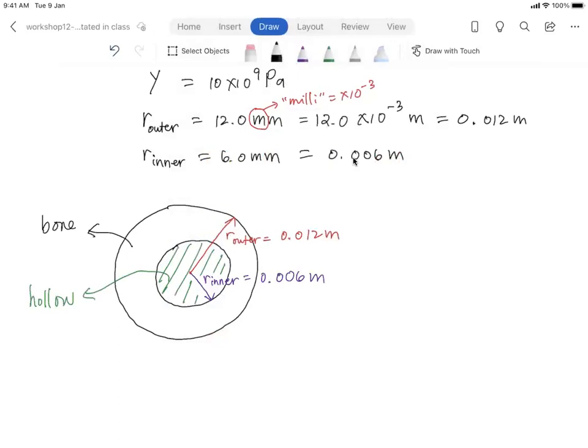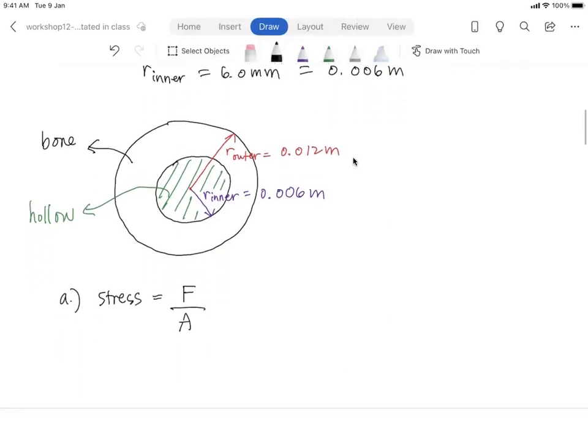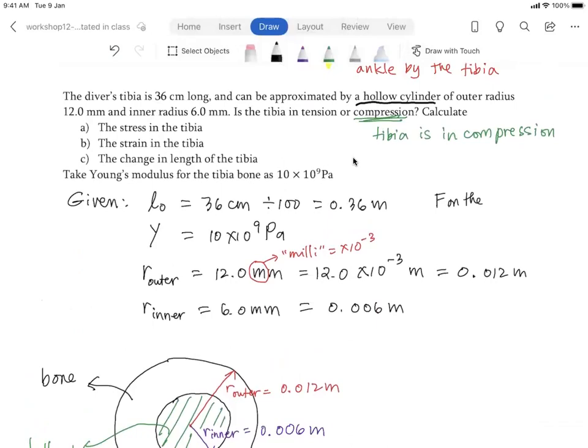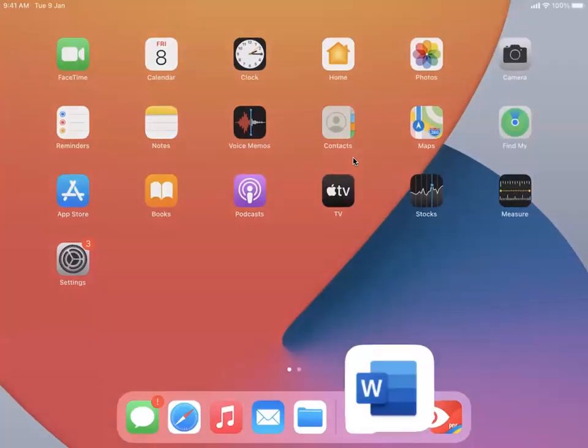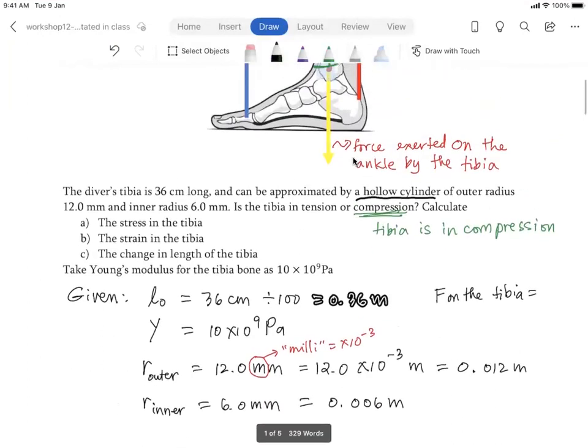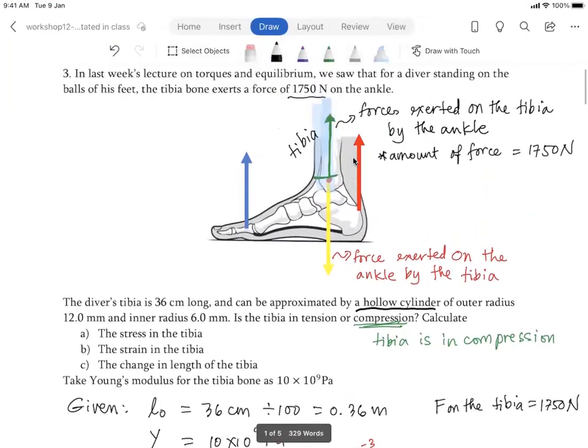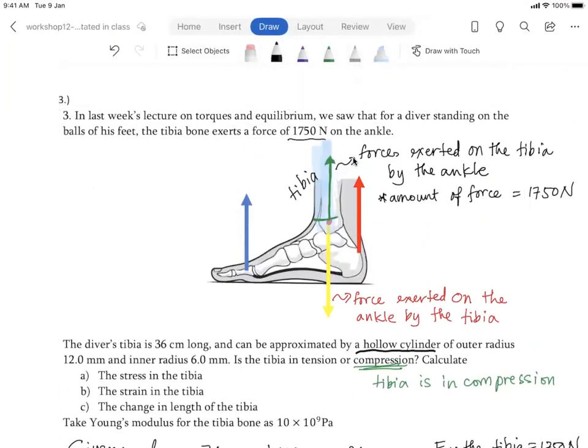Okay. The solid part is the bone, and there you have a hollow inner core. Okay, so the first question we're being asked is for the stress. We learned that stress is defined as force divided by area. The force on the tibia is equal to 1,750 newtons. That's what we figured out in our earlier discussion.